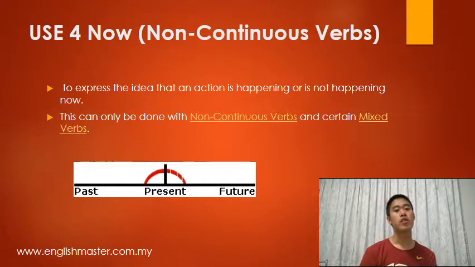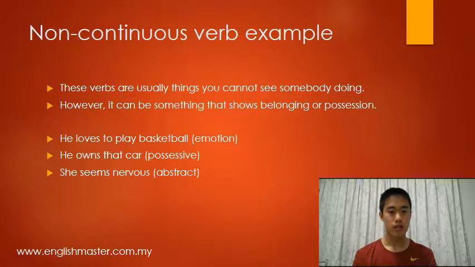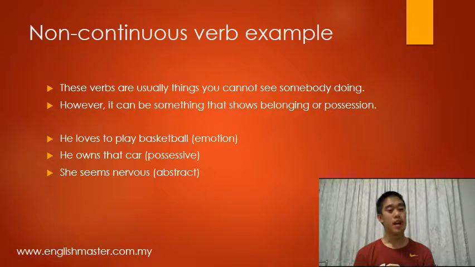Now in use 4, there are non-continuous verbs. If you look here at our examples, these are verbs that may often express something abstract. For example, I cannot see physically that he loves to play basketball, but he may show signs of liking basketball a lot, in that maybe he plays it a lot.